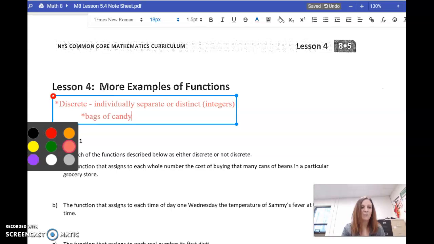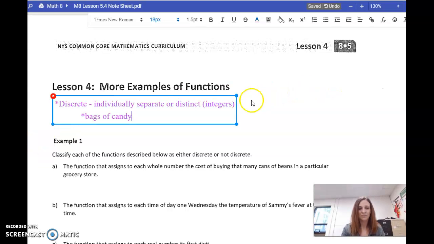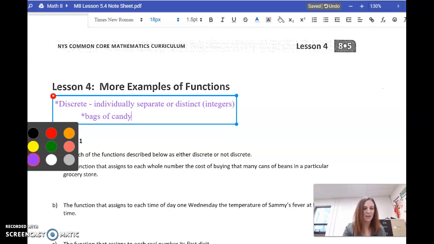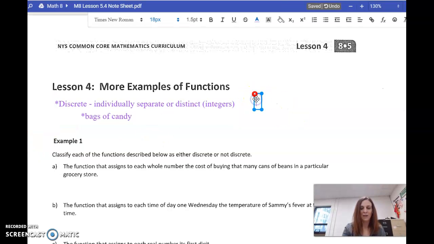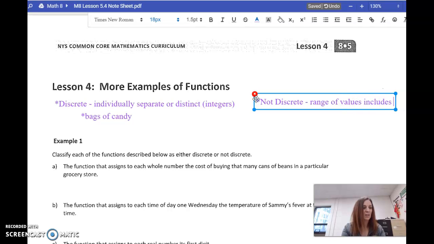Okay. Then we have, let's try again, another text box here. And we have not discrete. And that's when our range of values includes decimals and fractions.